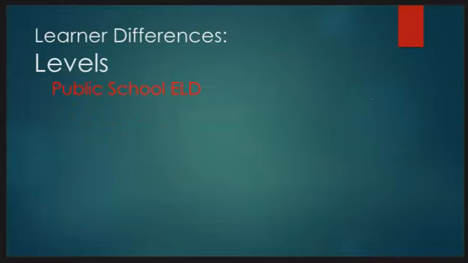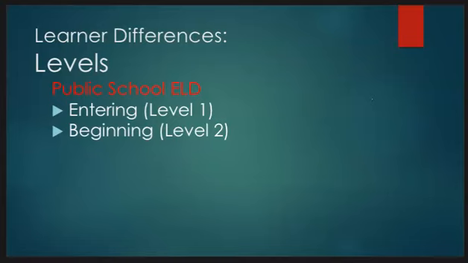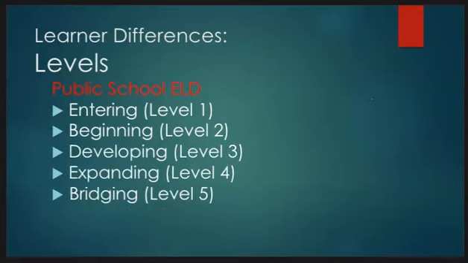Many of you will be working with the English levels that are described by the organization WIDA in our public school system. Those would be identified as 6 levels, starting with entering, beginning, developing, expanding, bridging, and finally reaching.